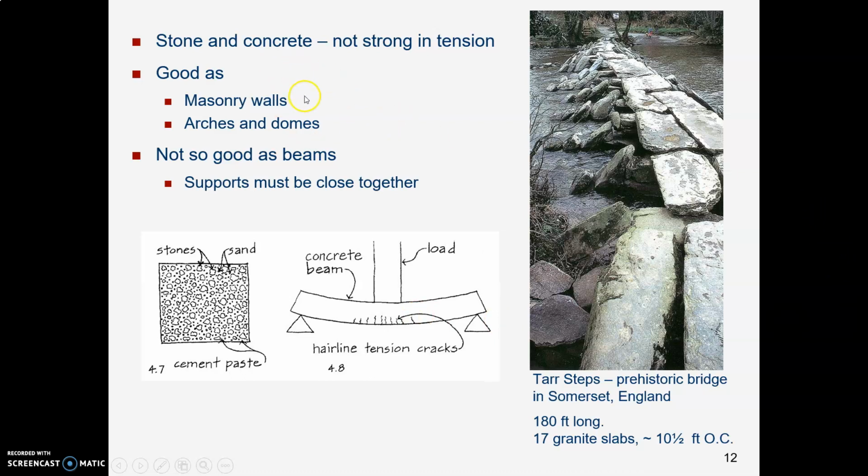Well, stone is good in something that needs compression, such as a stone wall, or an arch, or a dome. Those are good for stone. Beams, not so much, because, as we've just been discussing, beams bend, and when they bend, they have tension at the bottom, and that is what stone is not good at.